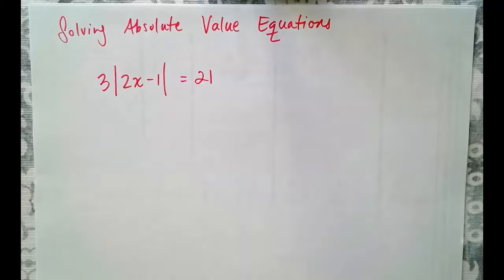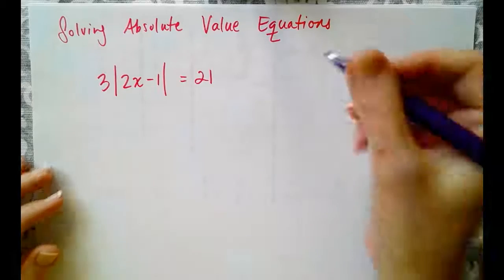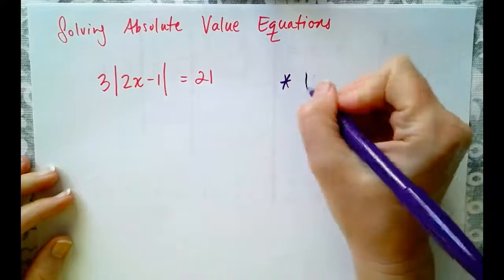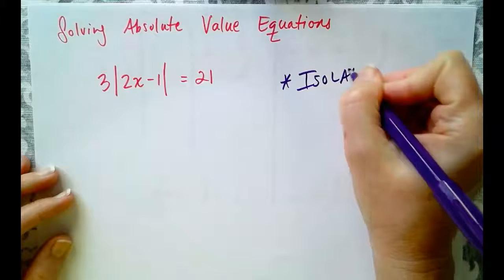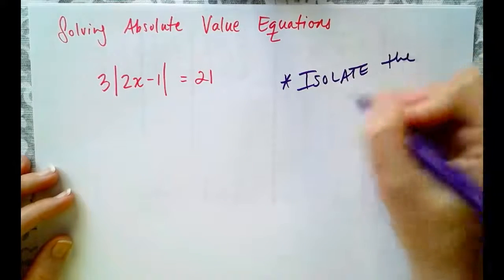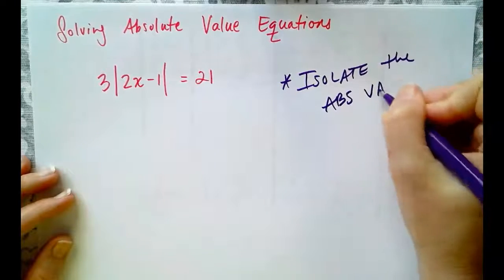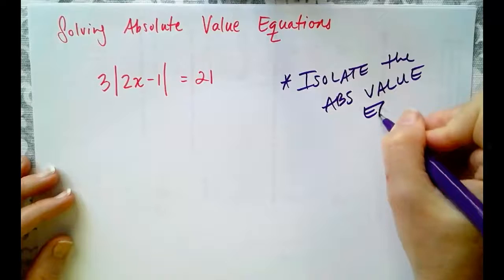Last type of equations for section 1.6 are absolute value equations. And you guys have done these in Algebra 1 and in Algebra 2, so they should be fairly simple. And just like we saw when we had radical equations, we needed to isolate the radical. Well, in absolute value equations, we are going to isolate the absolute value expression.